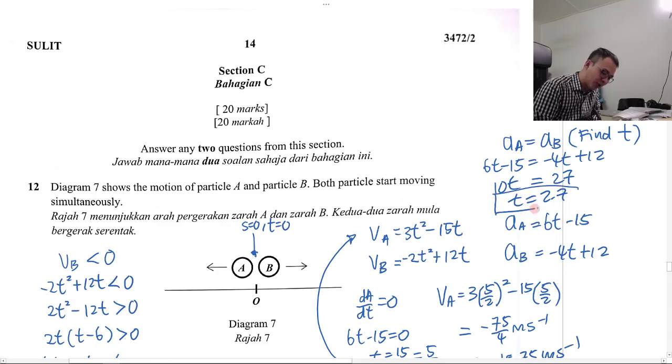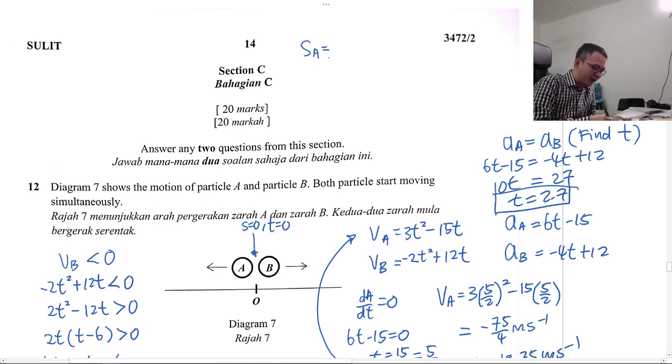Okay, t equals 2.7 plays a very important role here because I'm going to use the time equal to 2.7 to find my particle A. Where is my particle A when time equals 2.7? And where is my particle B when my time equals 2.7? But the problem is I don't have S. S is for me to find the displacement of A and B. So this is the reason why we need to find S here.